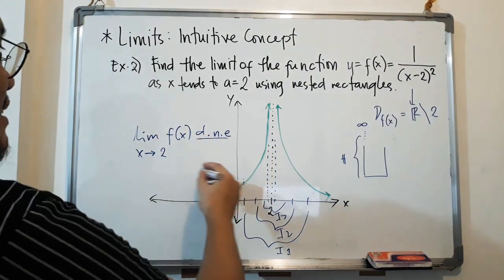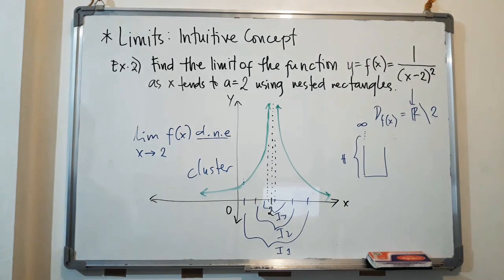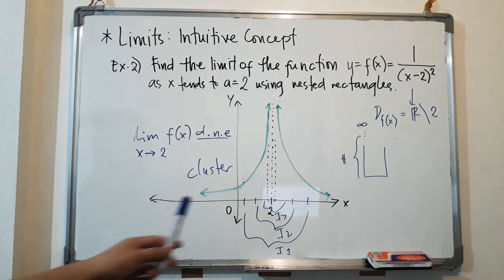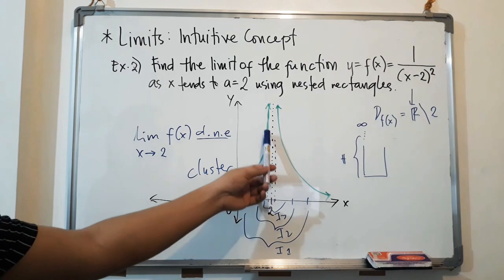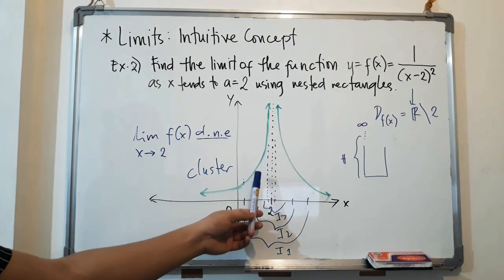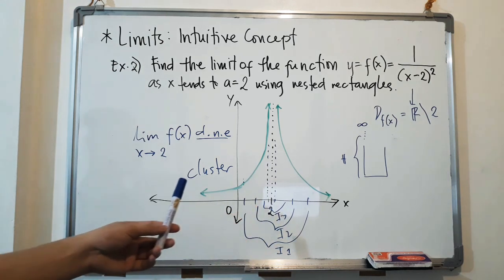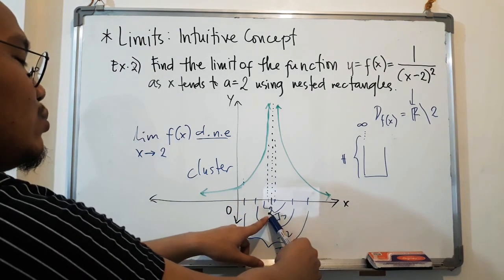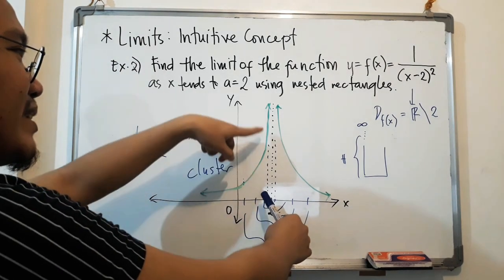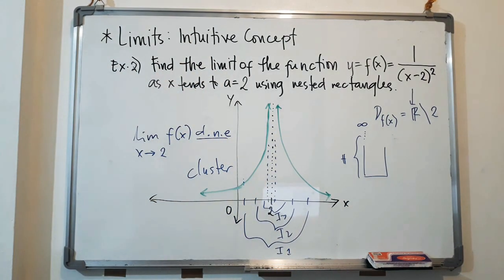Yung concept natin na cluster. Dapat magka-cluster ang mga nested rectangles natin. But in this case, hindi siya nagka-cluster. Why? Kasi hindi nagdi-decrease yung height ng rectangle natin. In fact, it increases infinitely, di ba? As x approaches this a equals 2, the height of the rectangle increases infinitely. So, hindi siya nagka-cluster. Therefore, the limit does not exist.